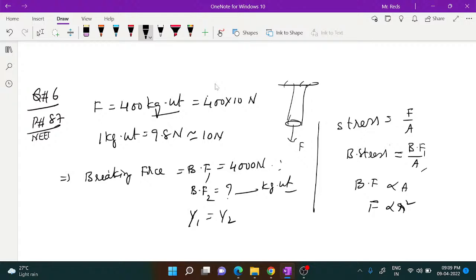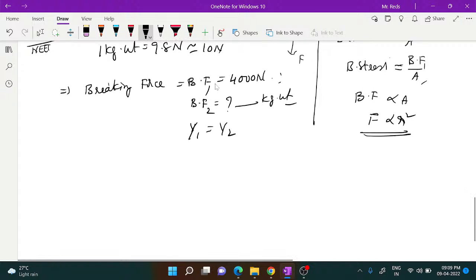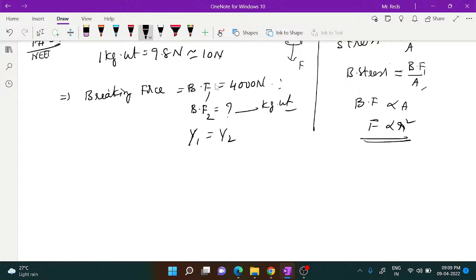2 is a number. You can take F proportional to (2r) whole squared, meaning r². So you can take F proportional to r². The first case breaking force is F1, the second case F2. So F2 by F1 is equal to (r2 by r1) whole squared. So F2 equals r2, which is twice the thickness, 2r by r.